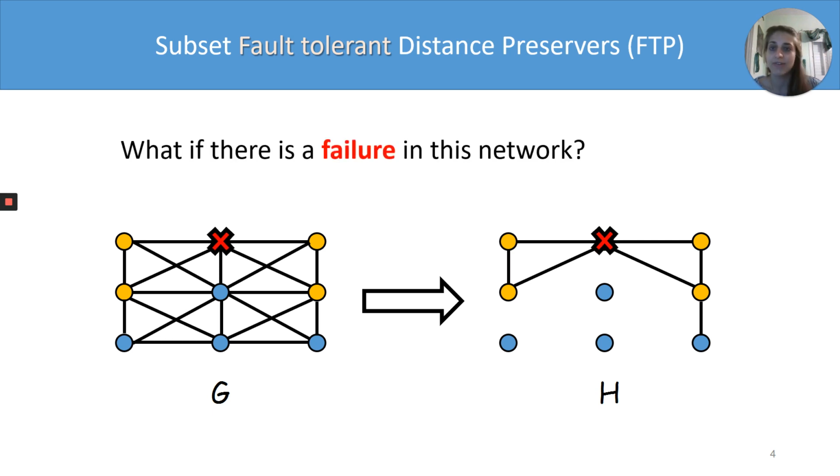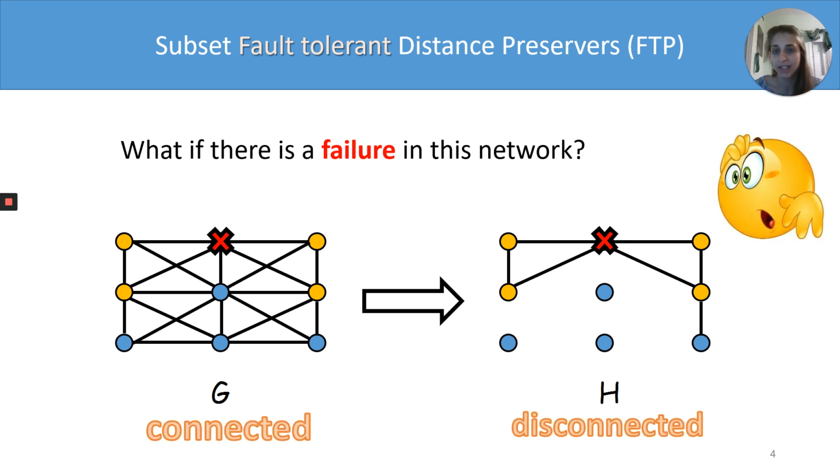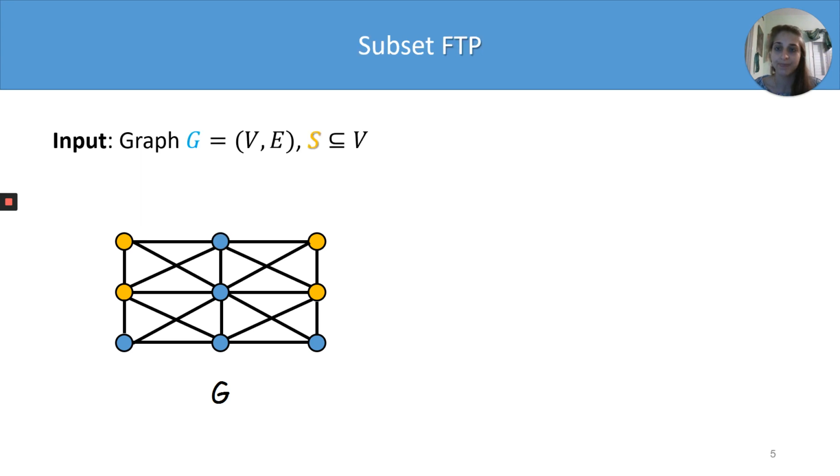So what happens if there is a failure in this network? As H is very sparse, the failure can completely disconnect it, while G is still connected, and the distance between the yellow nodes is not even harmed. So this motivates an additional requirement, which is called fault tolerance.